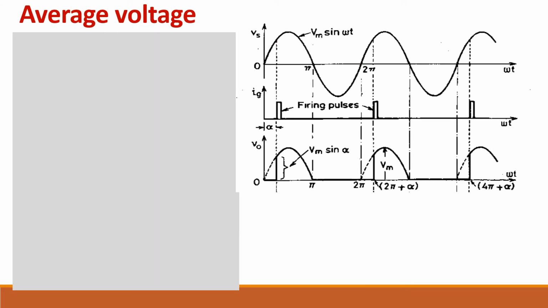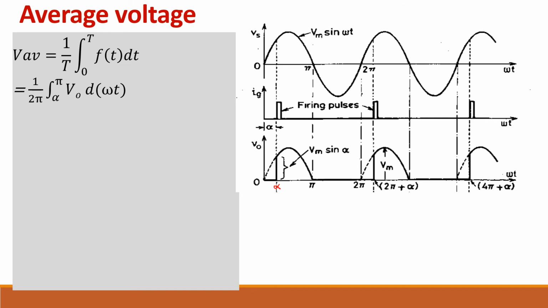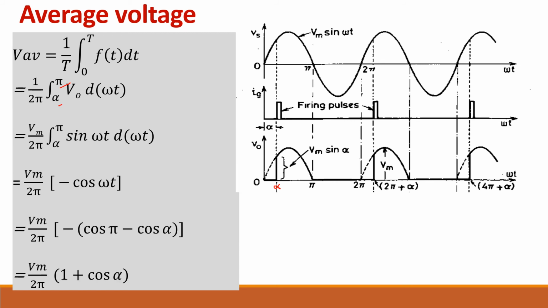Next we will find the average voltage. The formula is the same, only the limits will change, because your output voltage limit is from alpha to pi. So in diodes we will get 0 to pi. In thyristor you need alpha to pi. So do the same calculation, and you will get Vm by 2 pi into (1 plus cos alpha).